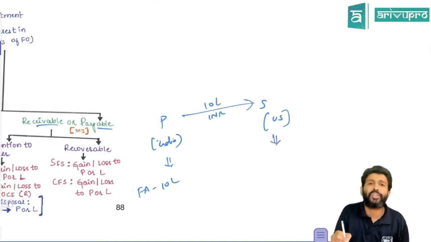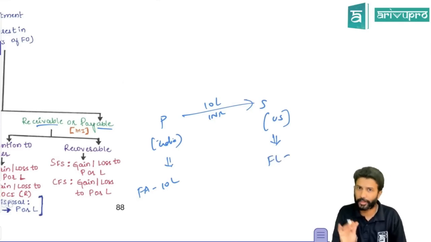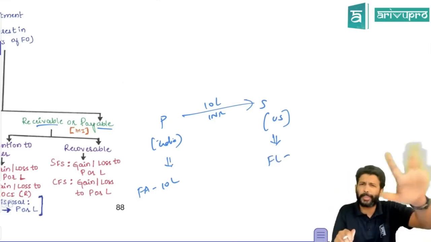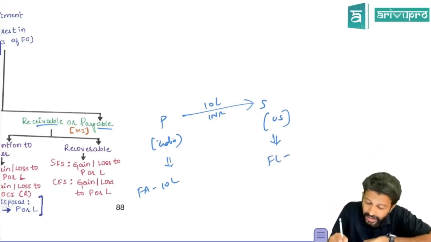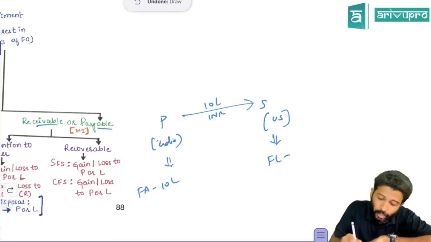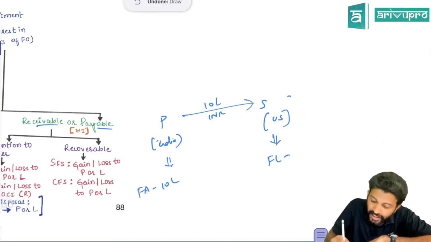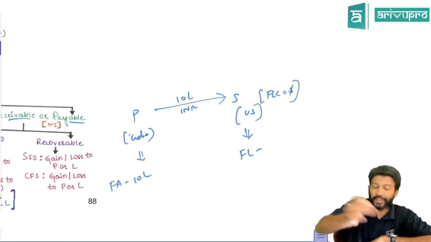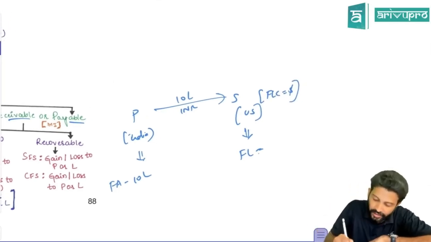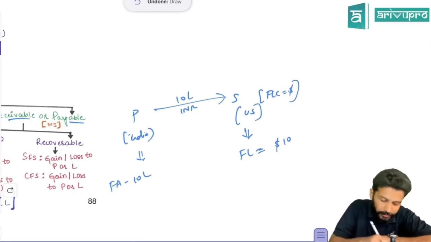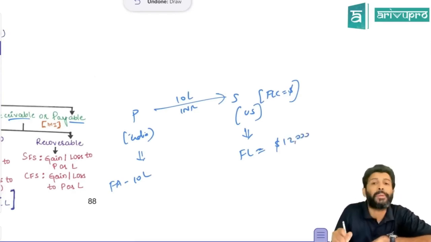But the subsidiary will obviously show this as a financial liability, correct? Because they have a contractual obligation to pay cash, etc. But the subsidiary cannot show 10 lakh, because this 10 lakh is in Indian rupees. The subsidiary's functional currency is dollars. That means they need to convert, correct? Let's say they converted this and got, let's say, $10,000 or $12,000, whatever.